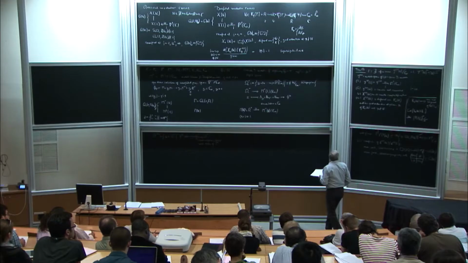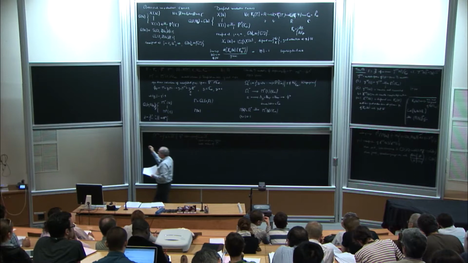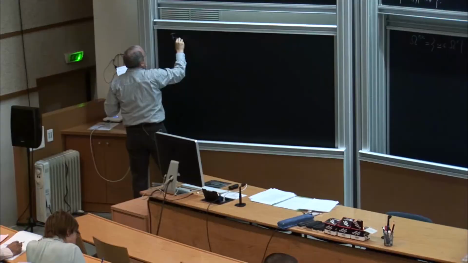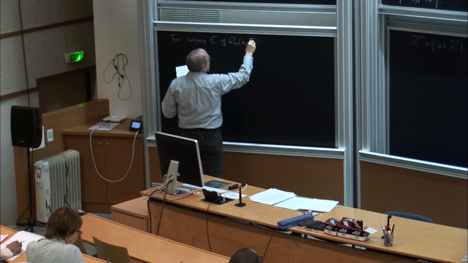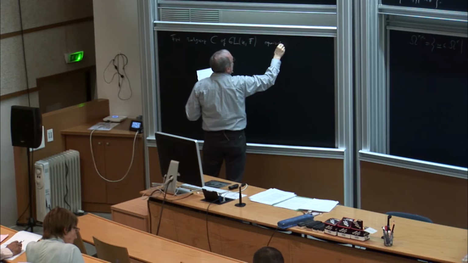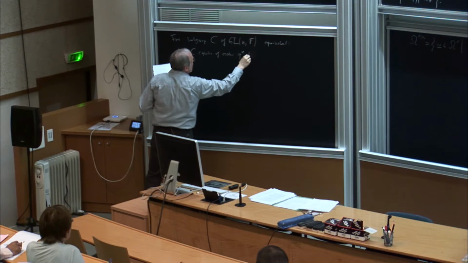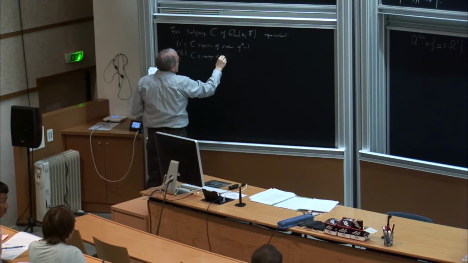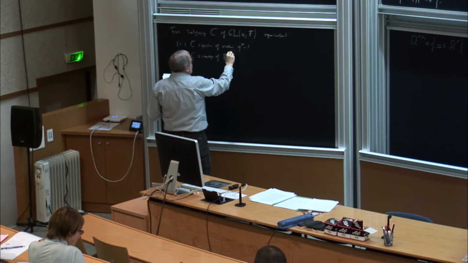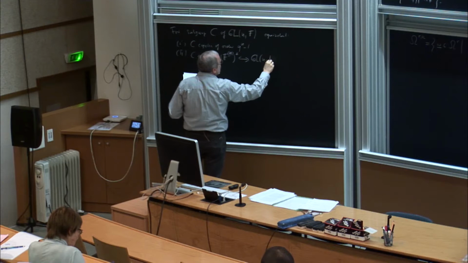And now I'm obliged to describe what I mean with these groups C, and this can be done as follows. For a subgroup C of GL N over some finite field F, the following are equivalent. First, C is cyclic of order q to the n minus 1. And second, C is the image of F star of the nth field extension of F, here the multiplicative group, which we consider as a subgroup of GLN F.